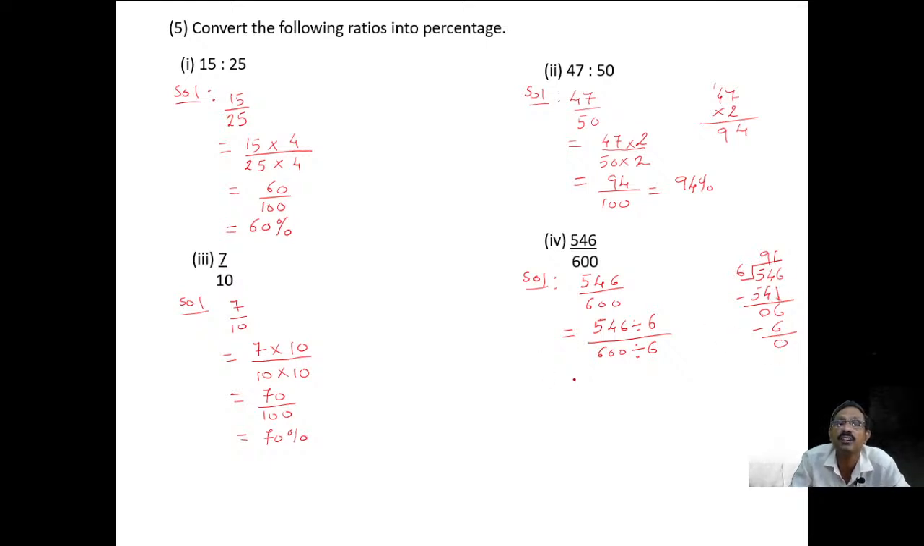So what did I get? I got 91 upon 100. Have I got 100? Can I express it in percentage now? Yes, I can express it in percentage. Now, this is equal to 91%. Let's move to the next sum.